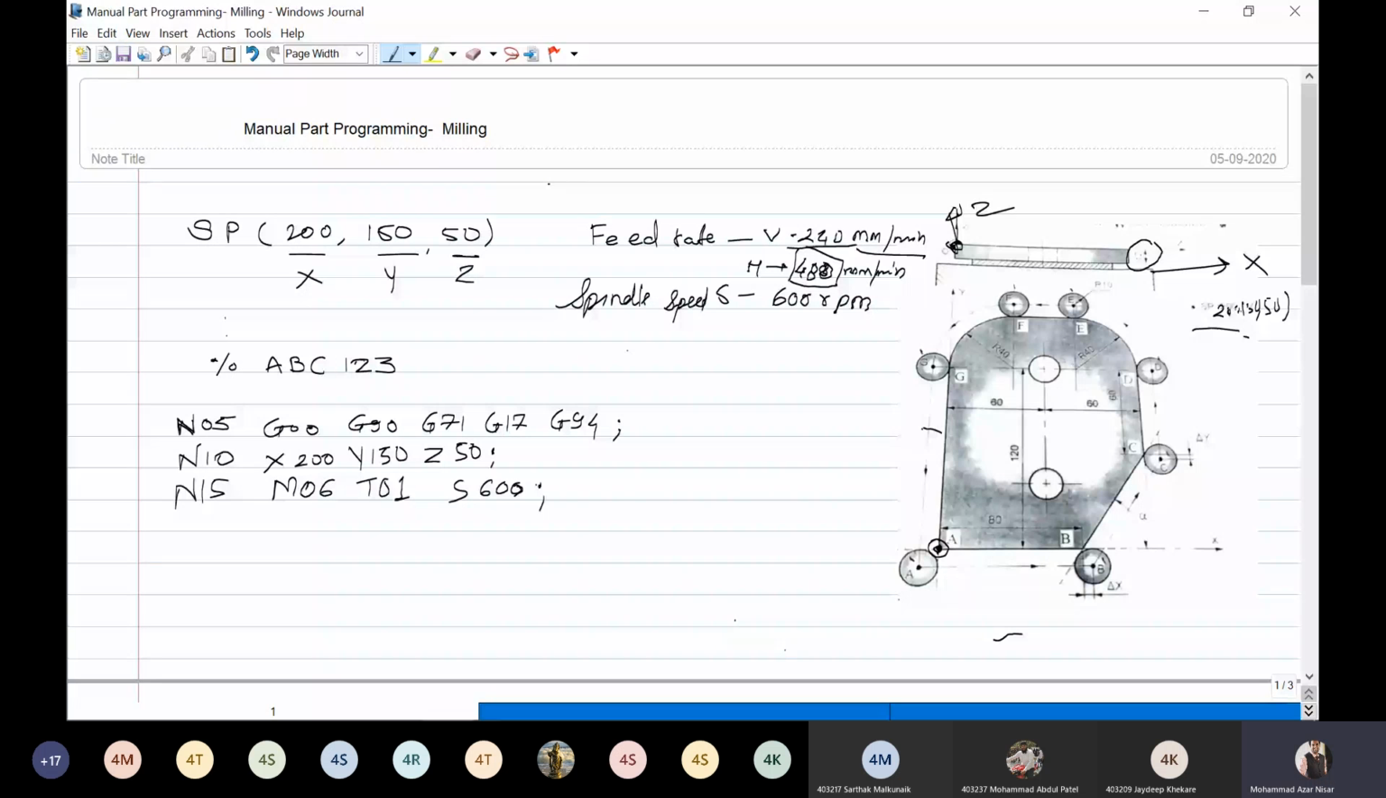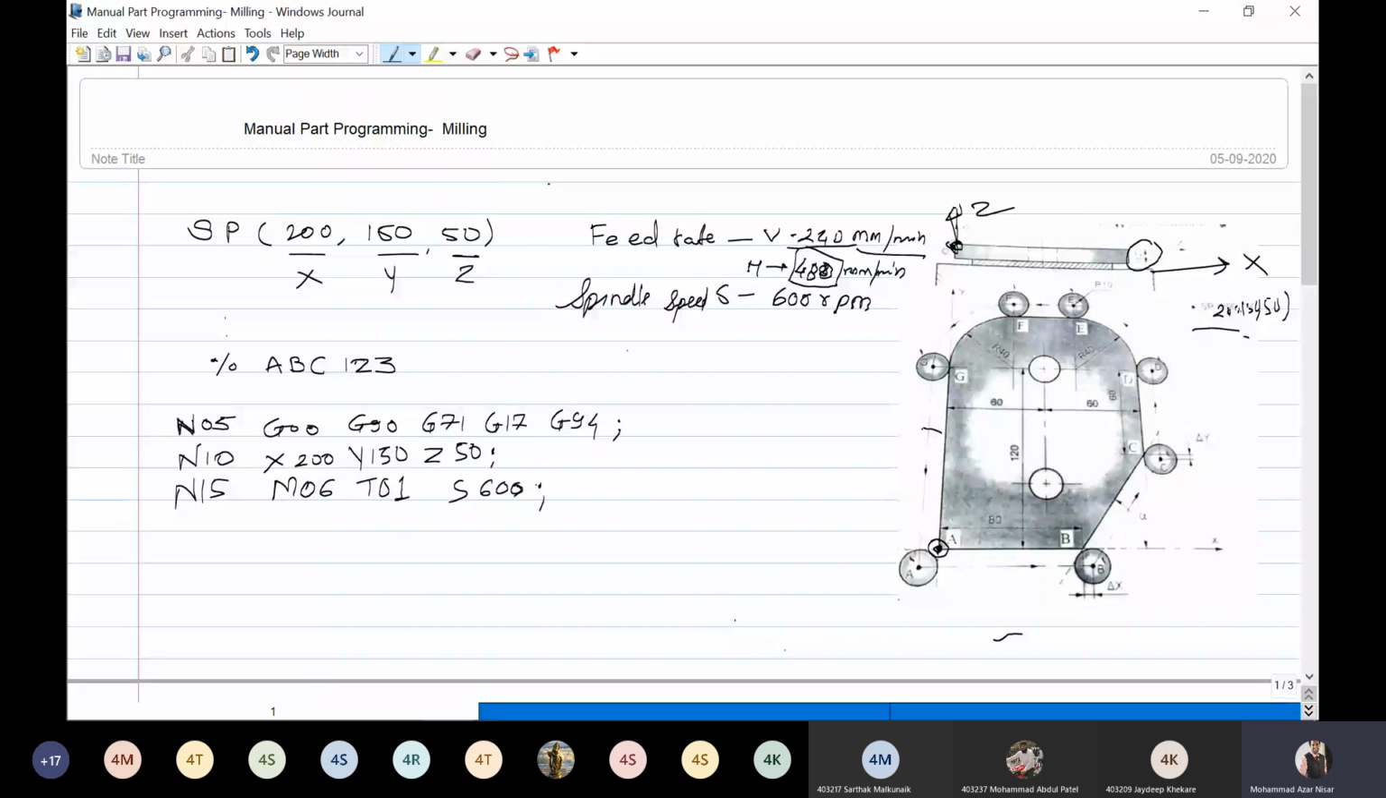Then G71 we have used the metric unit. G17 is the XY plane. G94 is for mm per minute. Then G00 is again continued over here. So it rapidly traverses to the initial starting point, that is X200, then Y150 and Z50.